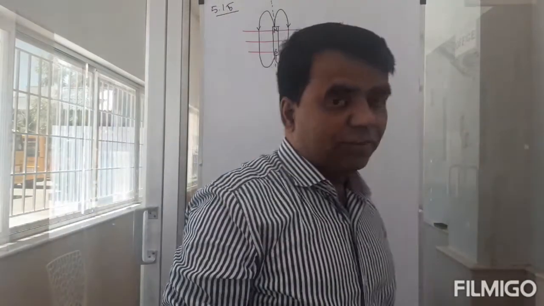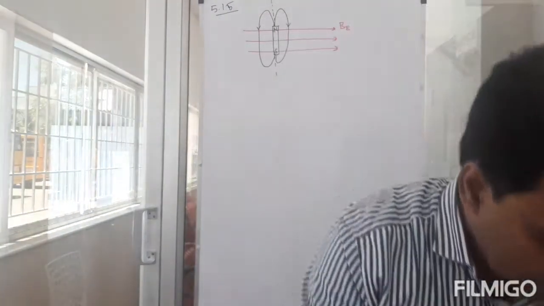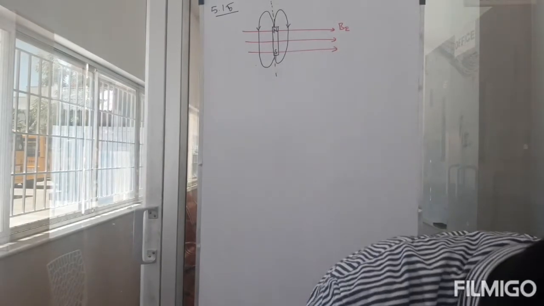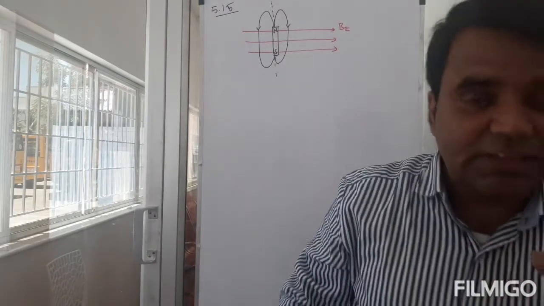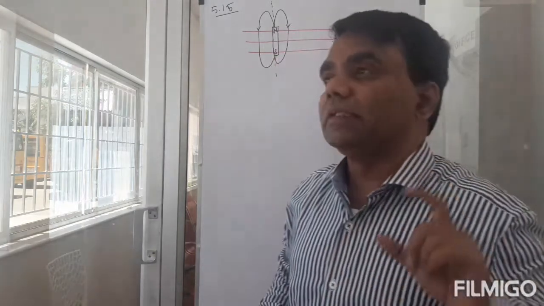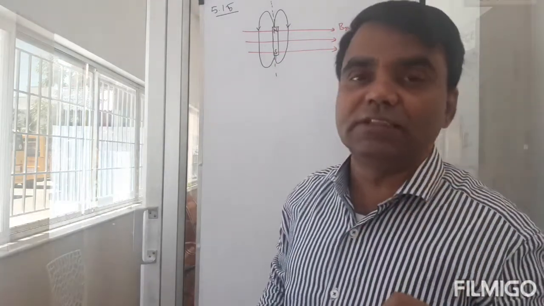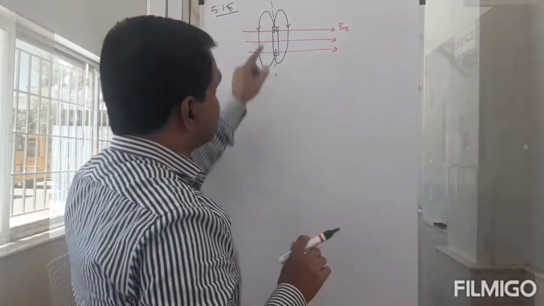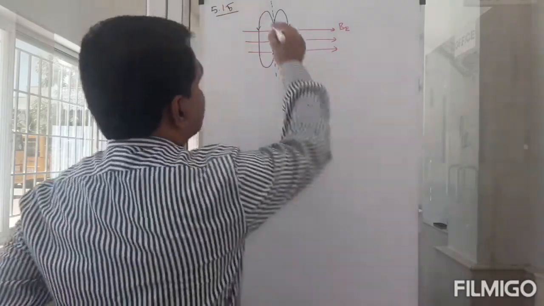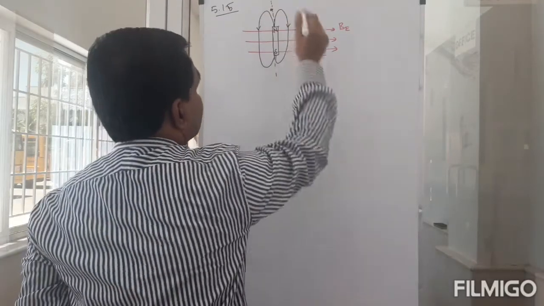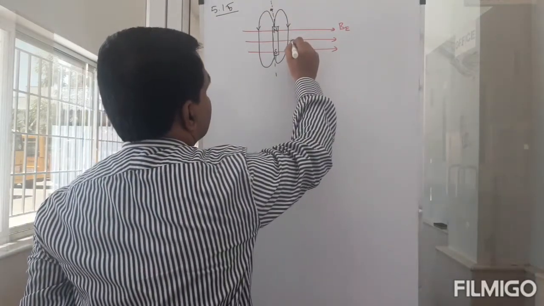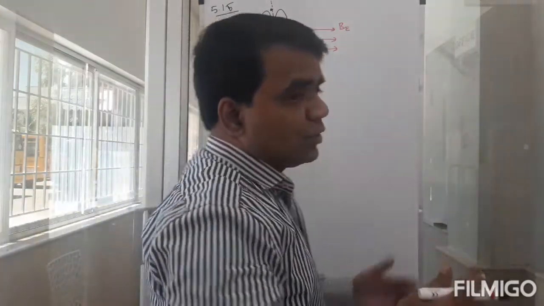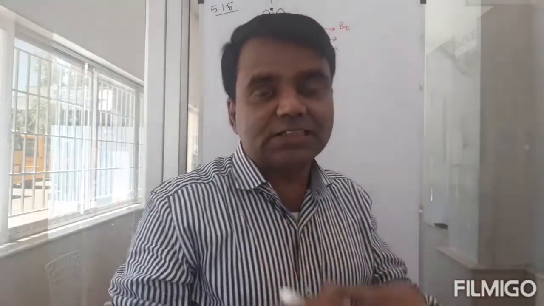Now they ask you to find that. Okay, they give you one more piece of information. What is that? They say that the resultant field is 45 degrees at some point here along the axial line and at some point here along the equatorial line. So what is the resultant field? The resultant field is the sum of these two.